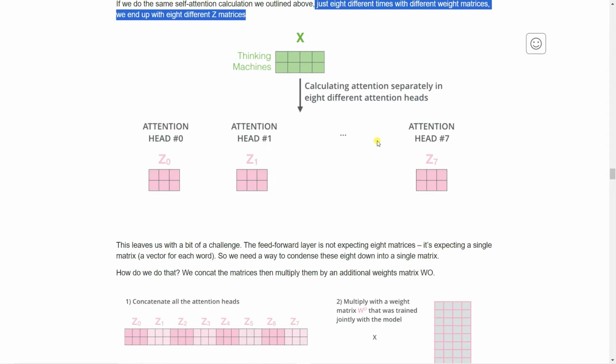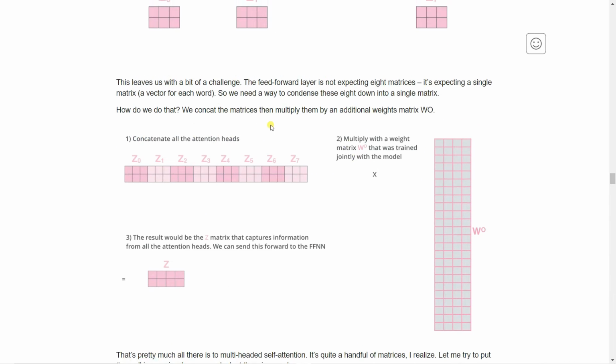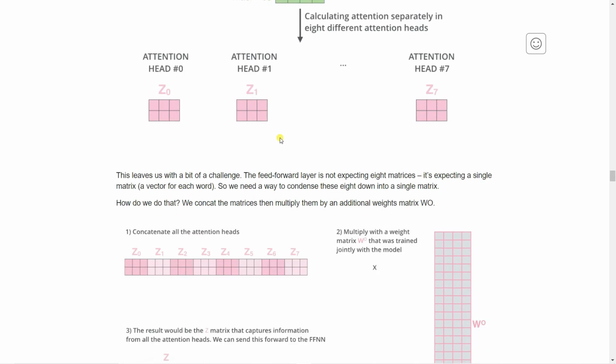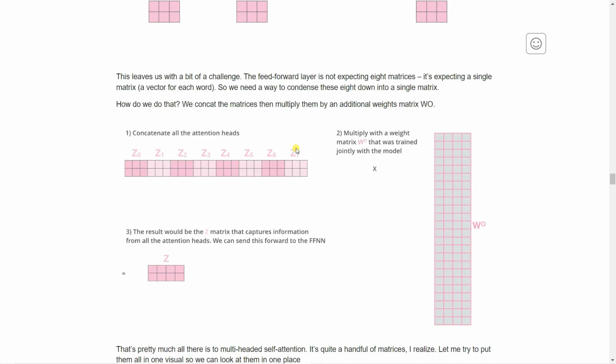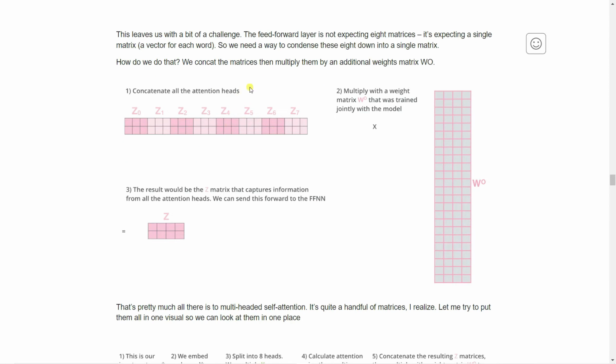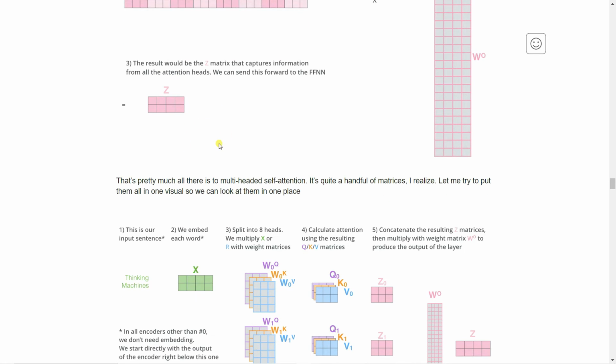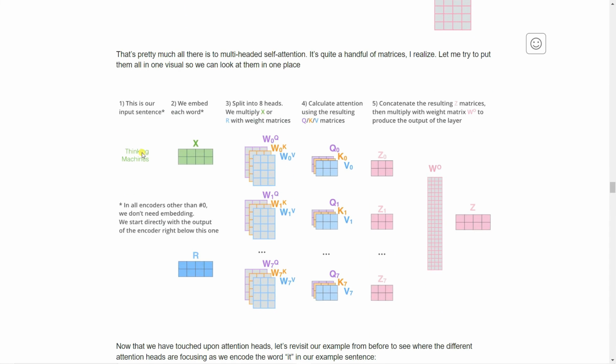Now we are going to pass these Z matrices inside one feed forward neural network. But before that, we concatenate all the attention heads. So when we get these attention heads, we need to concatenate them, so we have to add all of them here. Then after that, we multiply with this full weight matrix, and we get one single Z matrix. So this is the full overview of the multiplication.